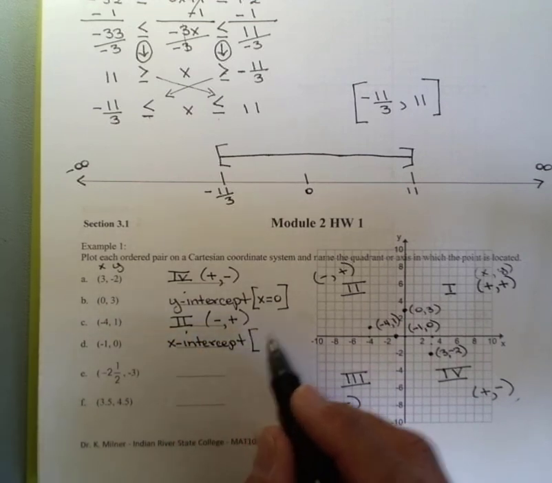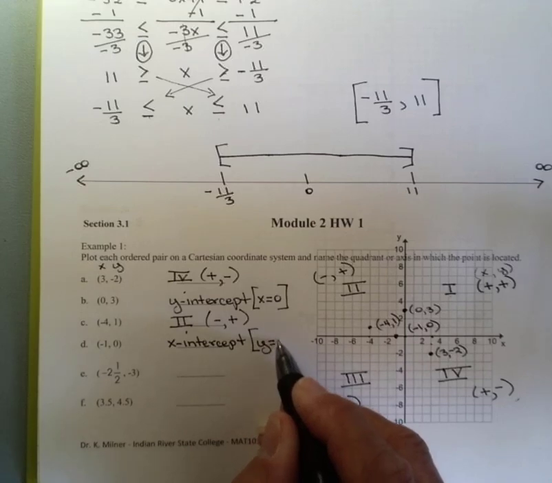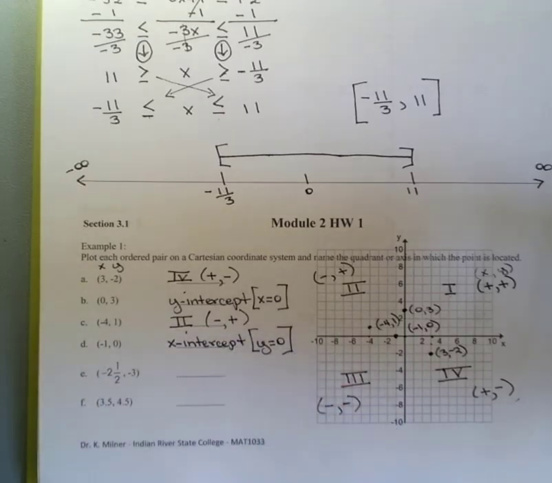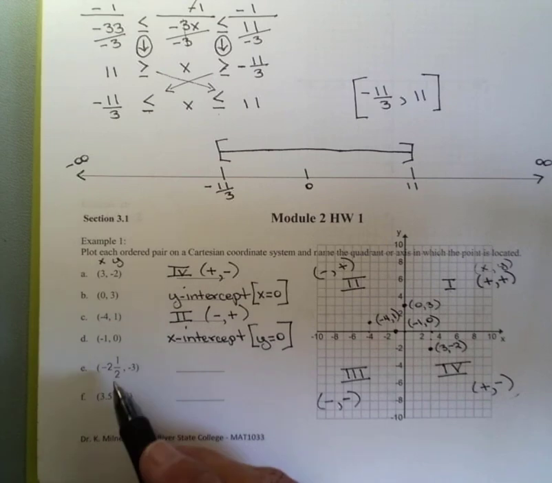What do we know about the x-intercept? Y is always equal to 0. Memorize that, okay? X-intercept, y is equal to 0. Y-intercept, x is equal to 0. It'll help you when graphing.